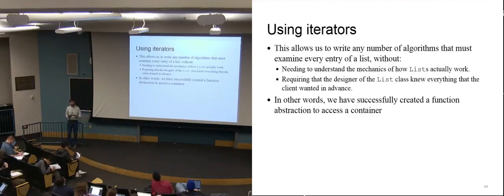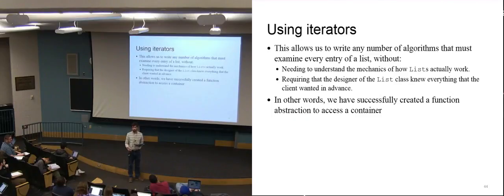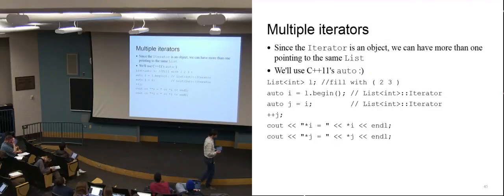So now we're going to use iterators. And I'm going to show you all the things that can go wrong with iterators, or as many things as I can think of in the next 20 minutes. So now we can write functions that use iterators, and now those functions will work with any container because the containers all have iterators. So if we changed our mind about a vector or a list or a set or something else, we can still use the same algorithm. And since the iterator is an object, we can have more than one pointing to the same list.